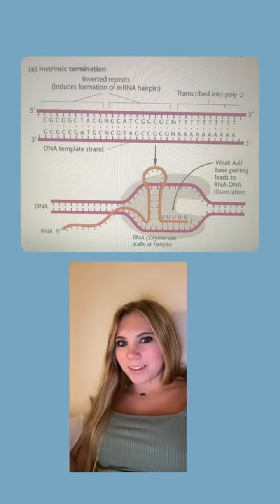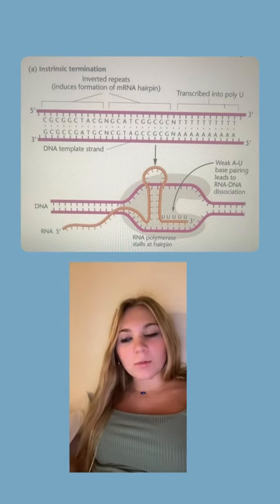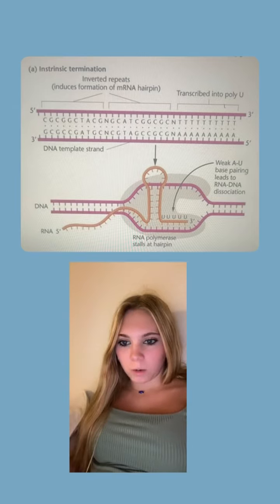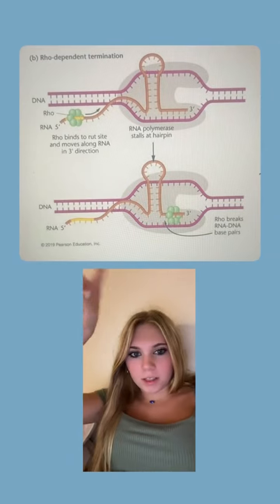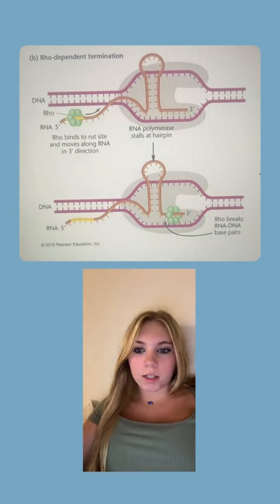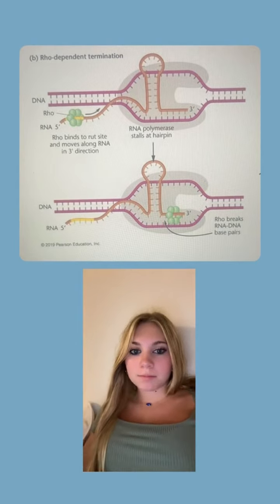Okay, last step, termination. The transcription ends when the polymerase reaches the termination sequence. The RNA transcript may form a hairpin loop, like this one, or use rho factor, like in this picture, which is an RNA helicase that releases the RNA from the DNA template.